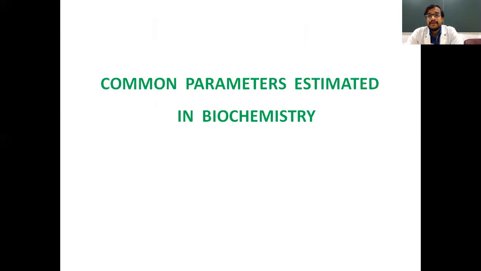So what are the common parameters estimated in biochemistry? There are hundreds and hundreds of parameters which are to be estimated to diagnose different diseases. But most of the diseases are common diseases. For that, we will do estimation of some common parameters. These common parameters are generally estimated in all the laboratories. Okay, even in our Gayatri Hospital also. Rare parameters are estimated only in some specified labs, but there are some common parameters which are estimated in all the labs. So these are some common parameters in the biochemistry lab.